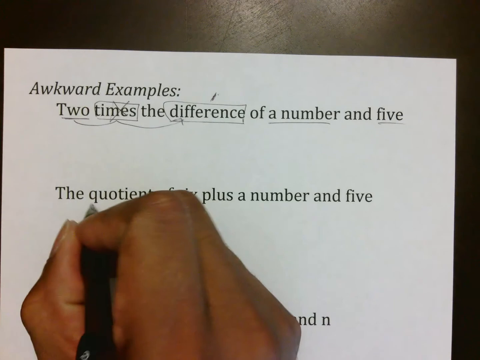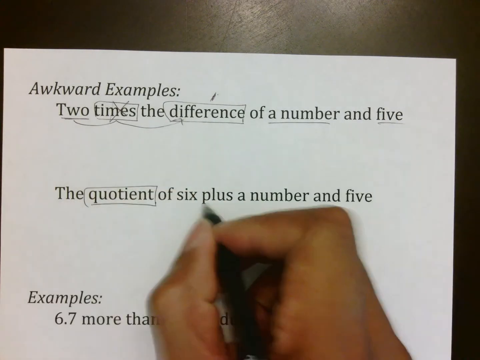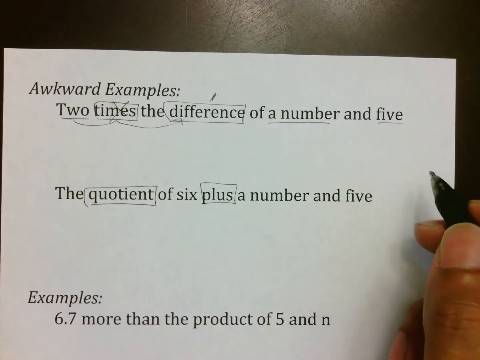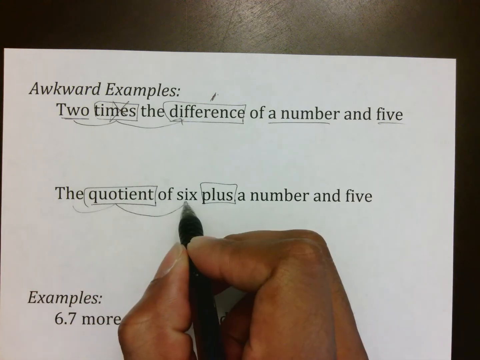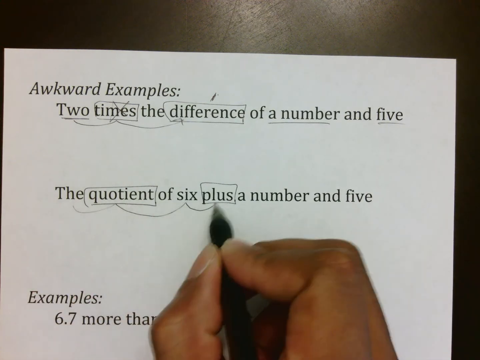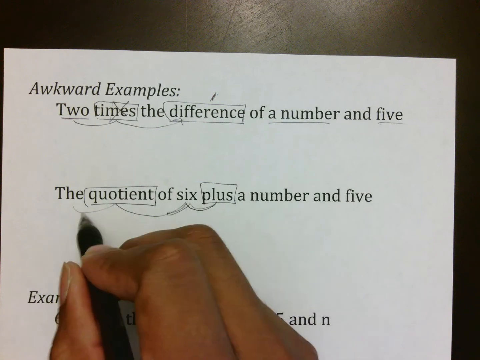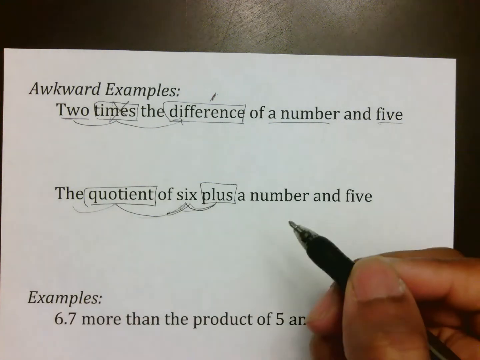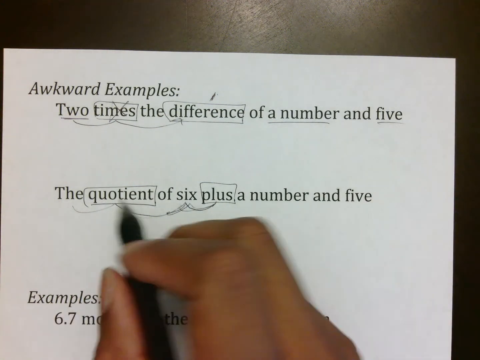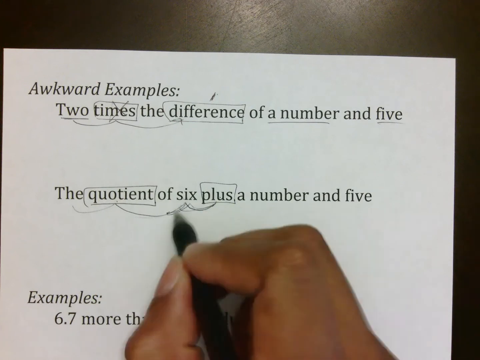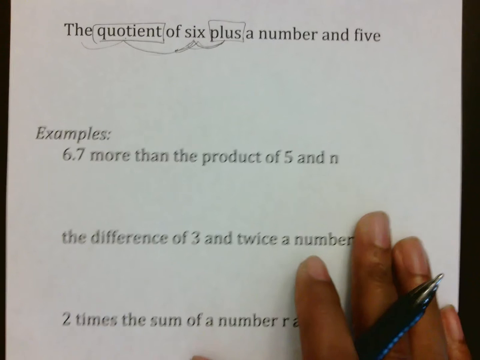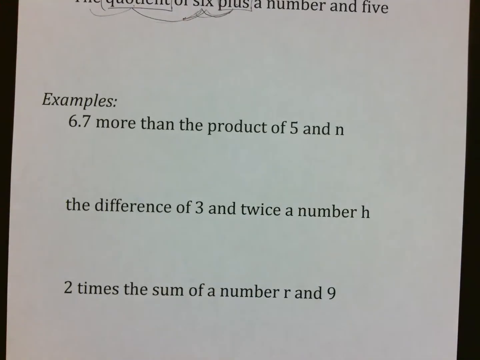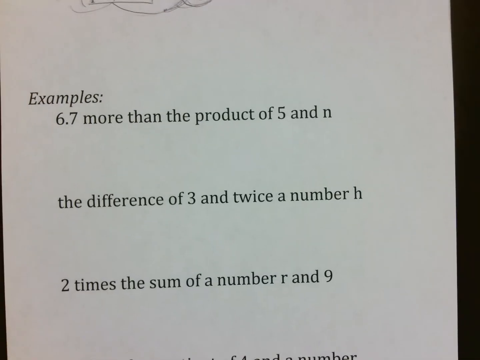Same thing here. The quotient of 6 plus a number and 5. Alright, so the quotient of 6 plus doesn't make sense here. Again, the quotient of 6 plus messes things up a little bit. Usually it's the quotient of 6 and something, but 6 plus something is going to be a little different. So getting to your examples here, just to make sure we've got it, and then we'll go back and look at the awkward examples and try to get those for you if you want them.